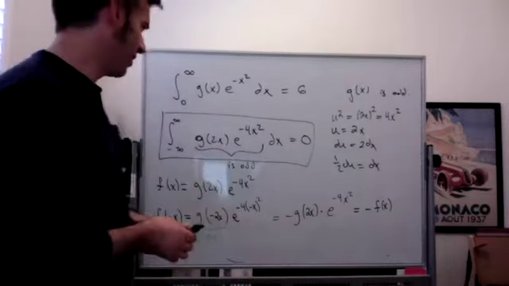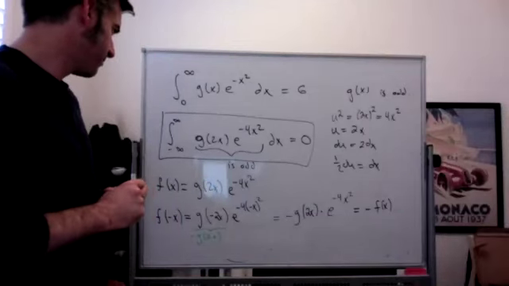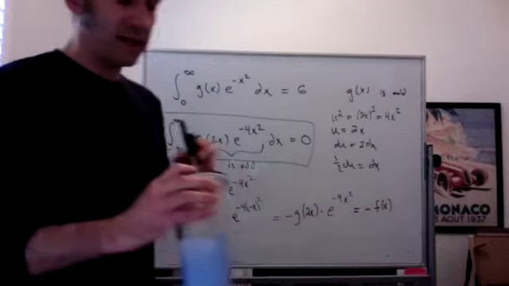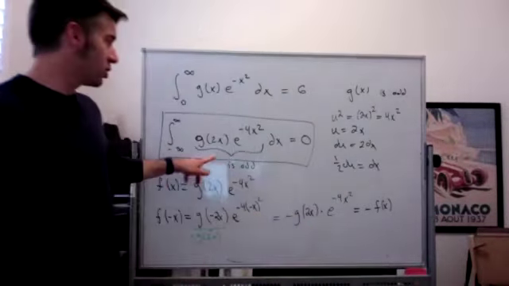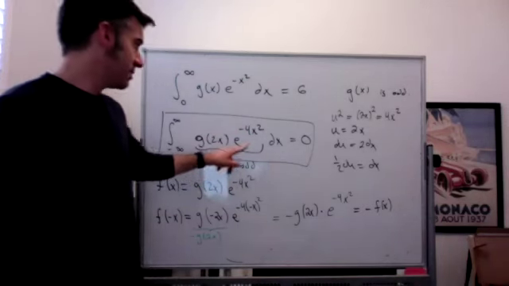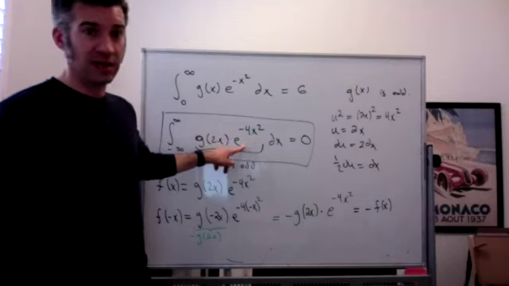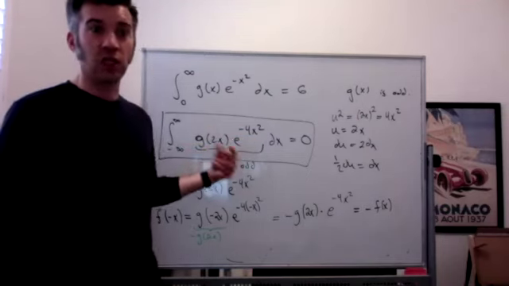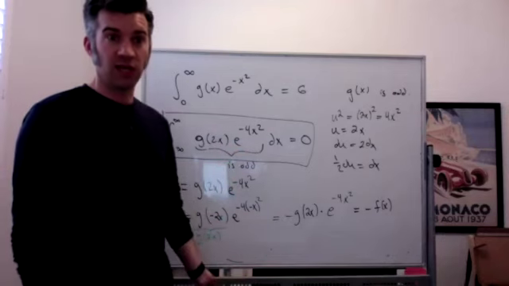So yeah, that's a little funky. A better way to say this is that if you have an odd function, g of x or g of 2x, times an even function, which e to the negative 4x squared is an even function, an odd function times an even function is still an odd function, which is kind of neat.